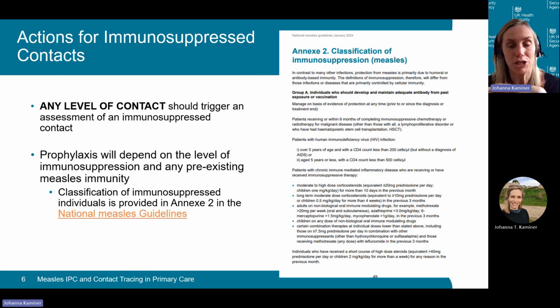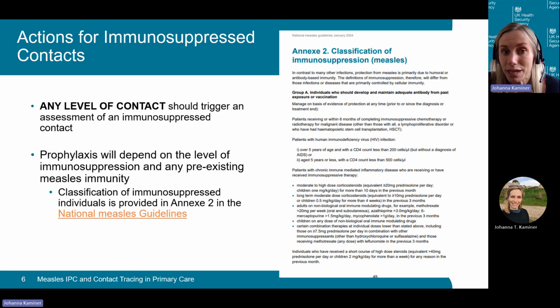All immunosuppressed patients are at risk of severe measles and should be considered for intravenous immunoglobulin, or in short IVIG, following any exposure to measles. And IVIG would need to be sourced from NHS hospital pharmacies and not from UKHSA stockholders. The effectiveness of IVIG is likely to be higher when given as early as possible following exposure, and ideally within 72 hours, though it can be given up to 6 days following exposure.